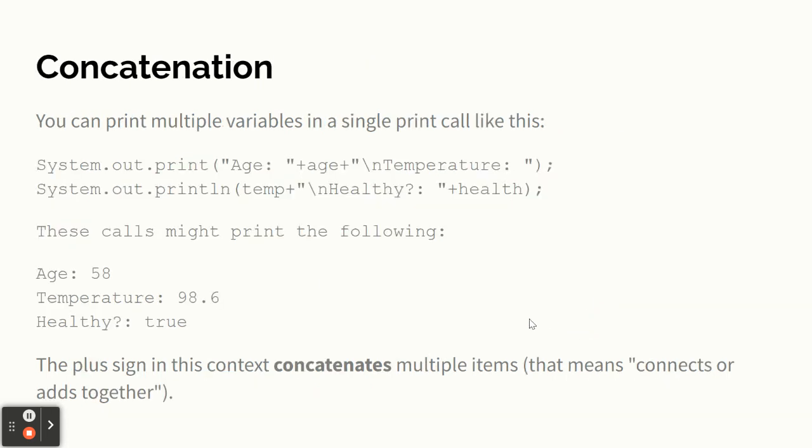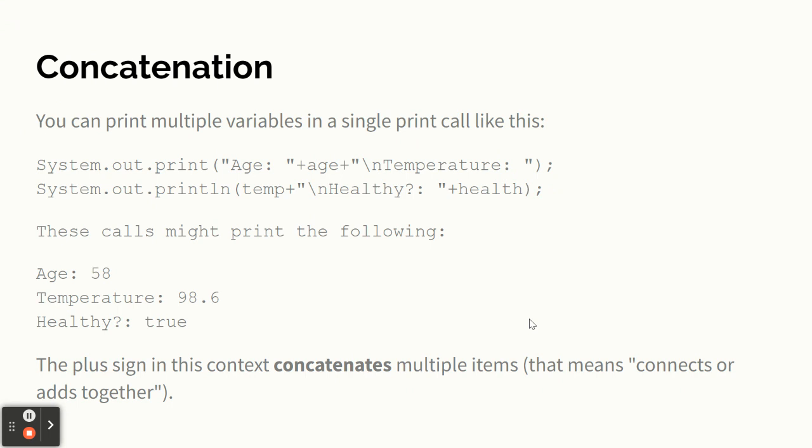All right. When we're printing things, there's something that you're going to run into called concatenation. And that's if you want to print more than one, if you want to print one thing, you just put it in the print call. We were doing that the other day.